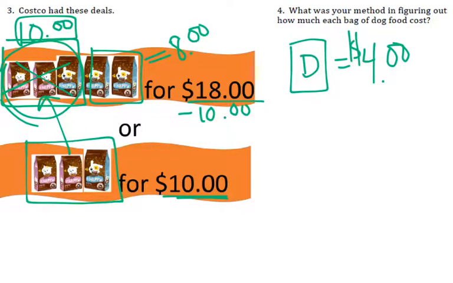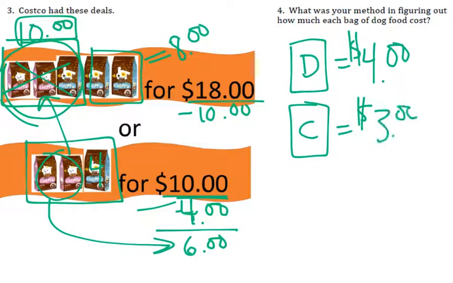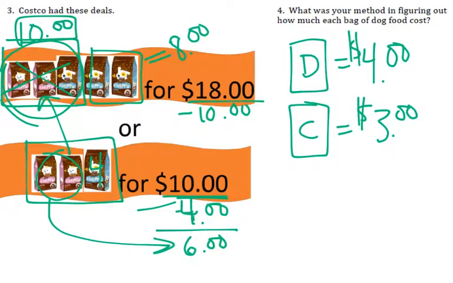Once we know that, we can go back to our original and say if that's $4, subtract it from 10, we get $6. So once again, 2 bags of cat food equals $6, so the cat food is actually the same amount of money as it was at Walmart. But the difference is in the dog food, right? So Costco would be a better deal than Walmart. So once again, using that concept of taking a piece, substituting what we know for something we don't know to figure out something else.